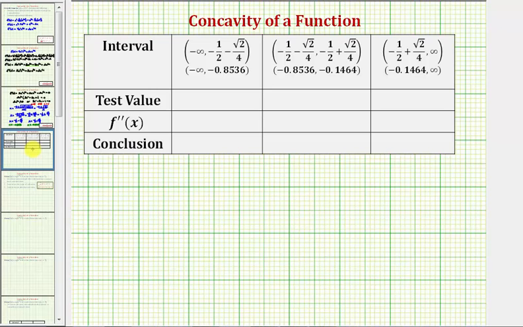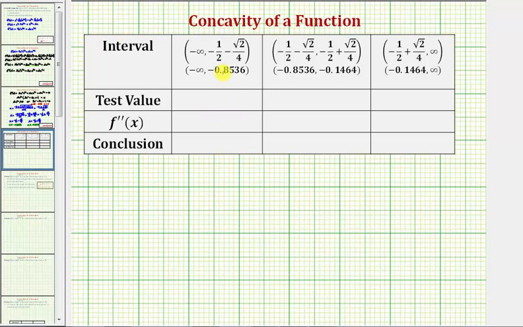And to save some time, I've already set this up in a table. And notice how I included both the exact values of x as well as the decimal approximations. So looking at the approximations, the first interval is from negative infinity to approximately negative 0.8536. The next interval is from negative 0.8536 to negative 0.1464. The third interval is from negative 0.1464 to positive infinity.